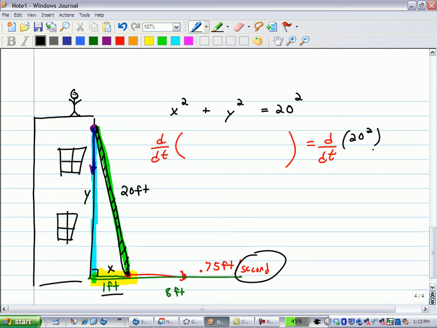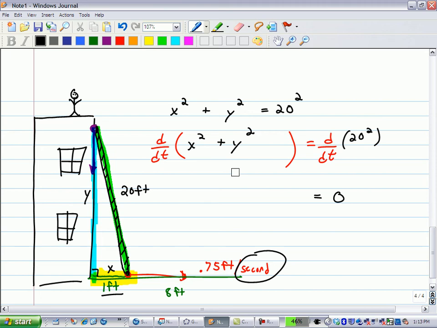What's the derivative of 20 squared with respect to time? How does 20 squared change as time changes? It doesn't. Yeah, and that's why we already had the answer of 0. Okay. What do you notice about the left-hand side? Does that plus make life any easier? Yeah, you can do 2 separate.